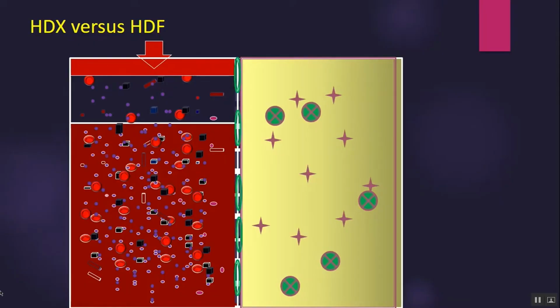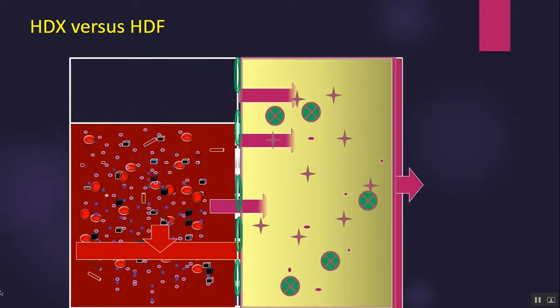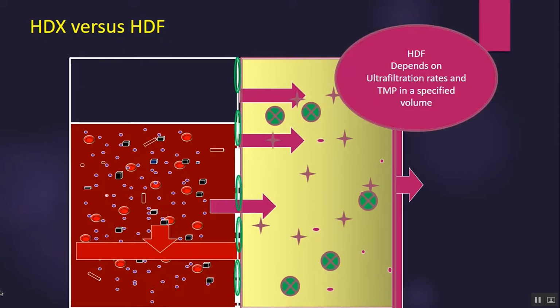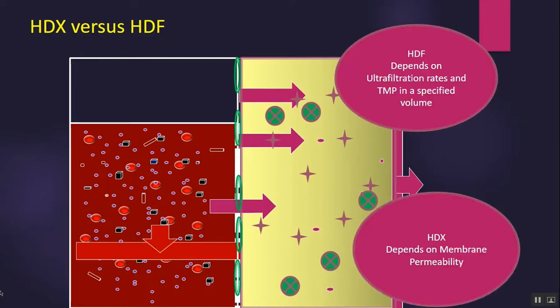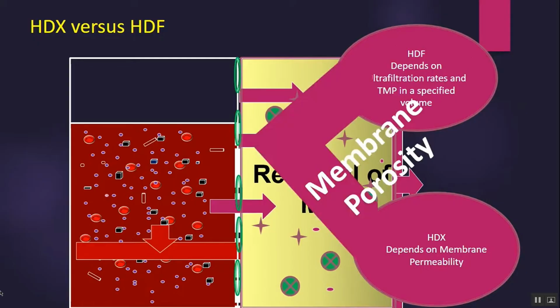So the HDX is an expanded range of hemodialysis depending on removal of bigger molecules, as well as HDF. But here, HDF depends on ultrafiltration rates and transmembrane pressure, while HDX depends only on the membrane permeability for removal of middle molecules.